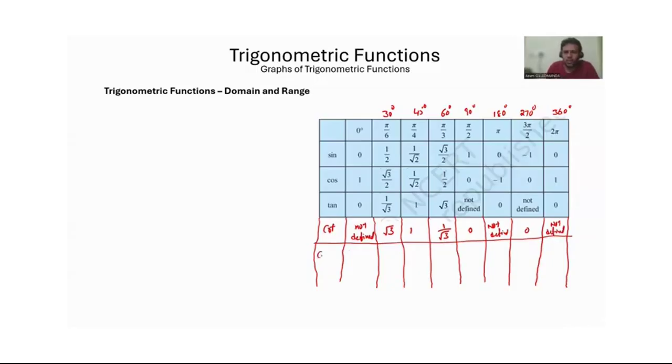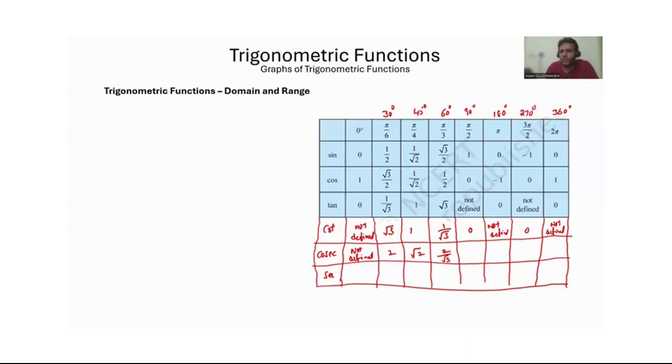And similarly, what is cosec theta? And also let's cover secant as well. I'm drawing freehand, so you may not get perfectly straight lines. So cosecant is what, guys? 1 by sine. 1 by 0 is not defined, right? And then what is 1 by 1 by 2, which is 2. Then 1 by 1 by root 2 is root 2. And root 3 by 2, the reciprocal is 2 by root 3.